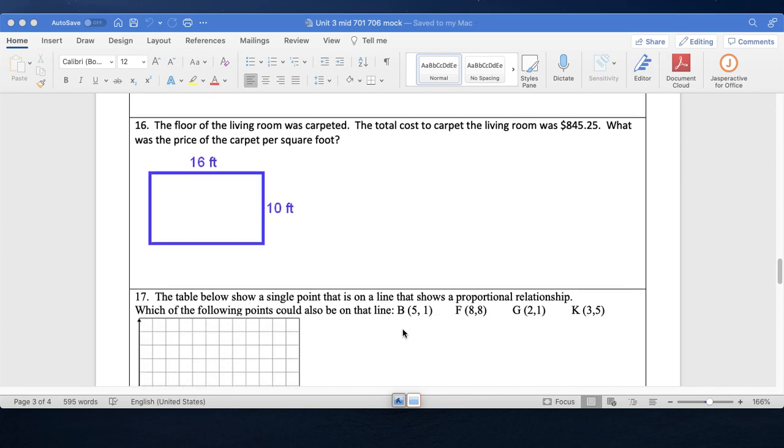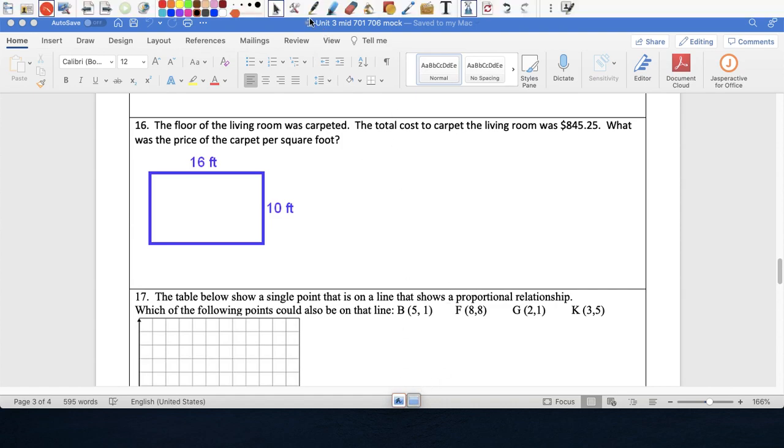The floor of the living room was carpeted. Okay, the total cost to carpet the living room was $845.25. What was the price of carpet per square foot? Well, we need to find the total. The area of this room is 160 square feet, right? Because it's 16 times 10.